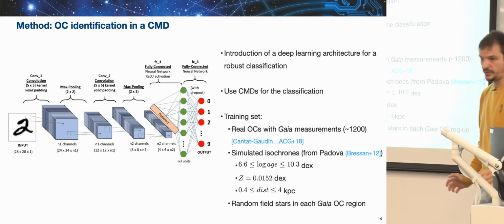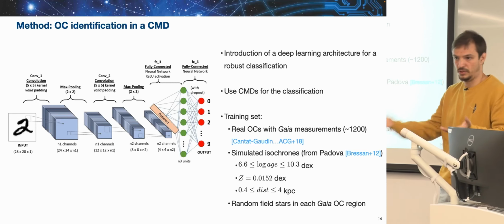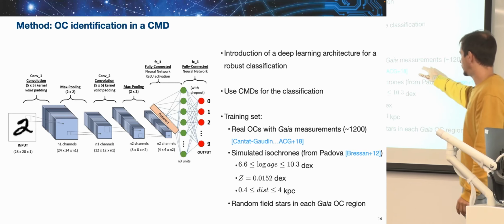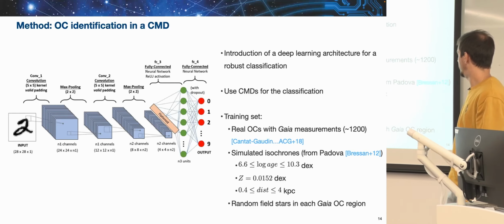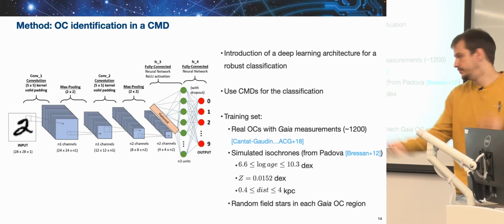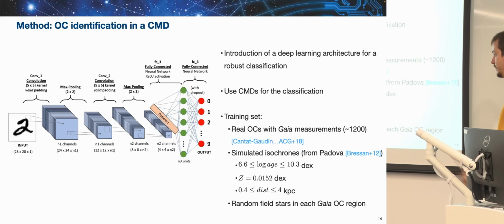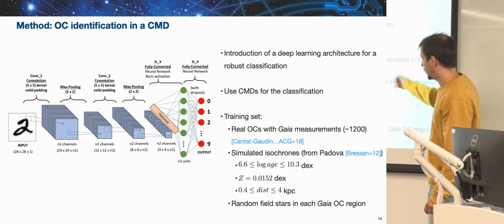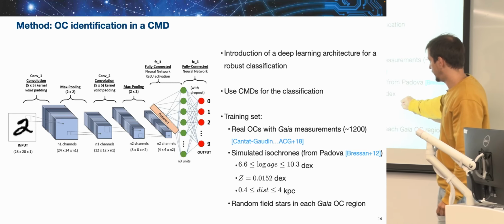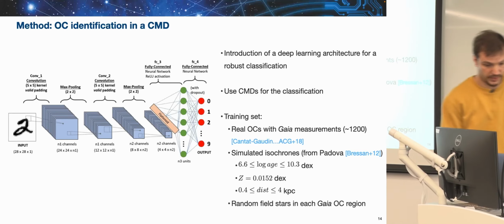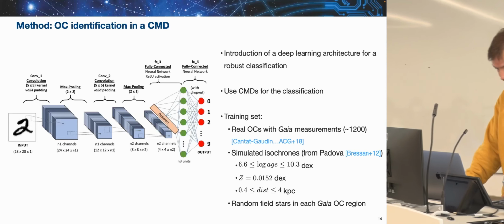And the training set that we use to train the network is on well-characterized, well-known clusters. So we have real clusters with Gaia measurements, around 1,000 of them, all of them with an exhaustive membership study on them. And then we complement this data set with simulated data in a wide range of these parameters.